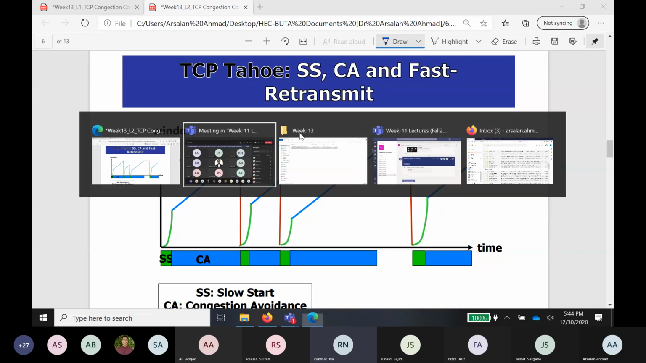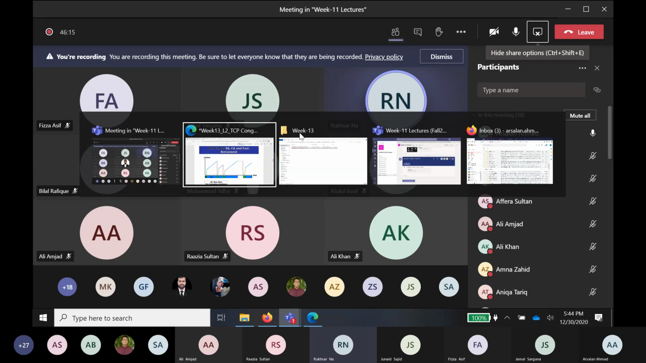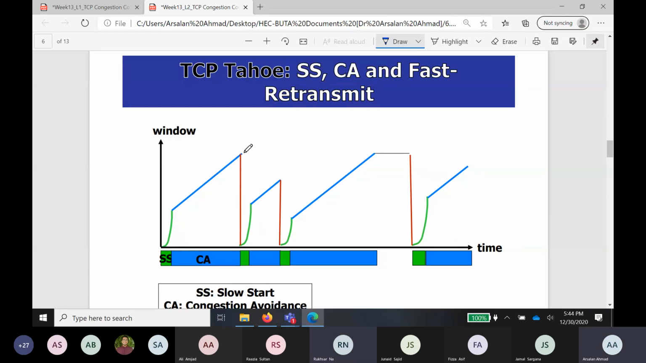Sir, timeout happened, and segment loss happened here. And C1 goes to 1. Can you differentiate whether loss happened here, here, and here, because this is also MD? Can you differentiate whether loss happened because of timeout or because of triple duplicate ACK?